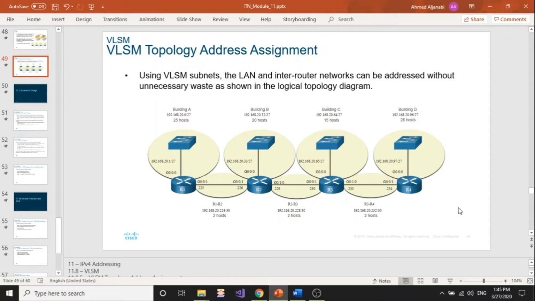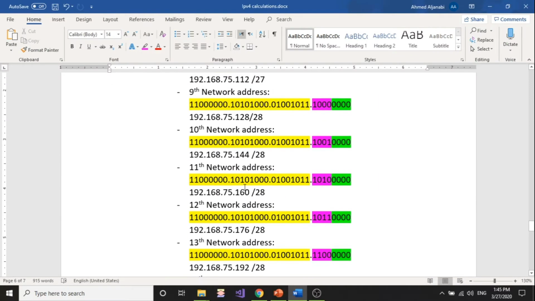Now, with the second one, we said after you figure out how many bits you will need for the host portion, the remainder of the bits are going to be borrowed to the network portion, and that number of bits is going to tell you how many networks you can have. Let me just remind you about that.